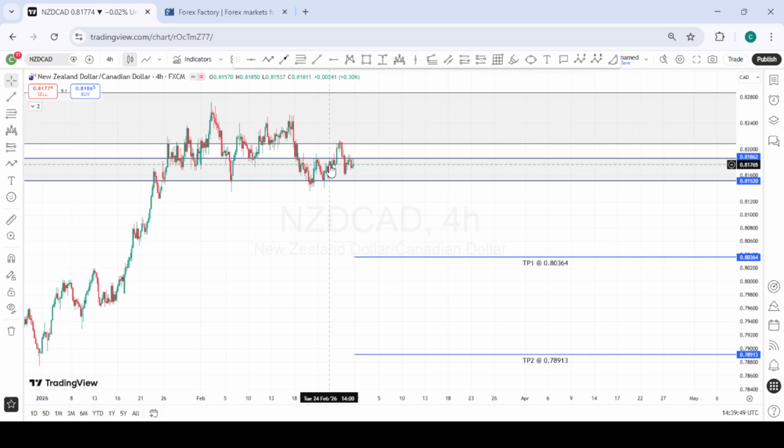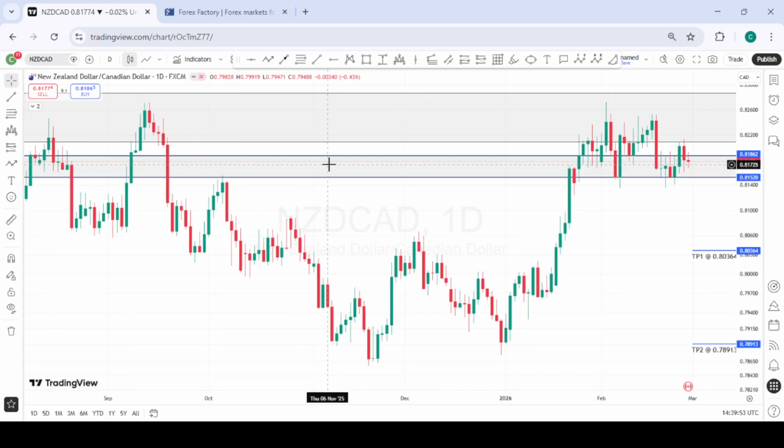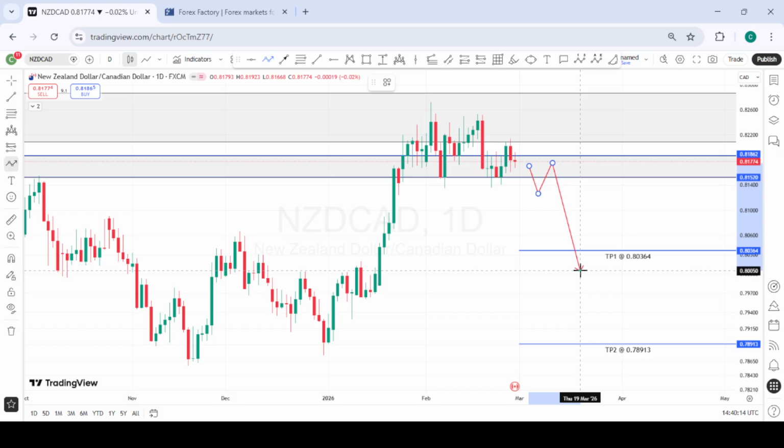This is NZDCAD. For NZDCAD, we have a possible double top formation or reaction from this area of interest we have above. So it's more like a double top formation. What we are going to do is wait patiently to see price give us a daily candle closure below this possible neckline. If we get a daily candle close below this zone, we'll look for a possible pullback into the zone and look for selling opportunities to the downside.